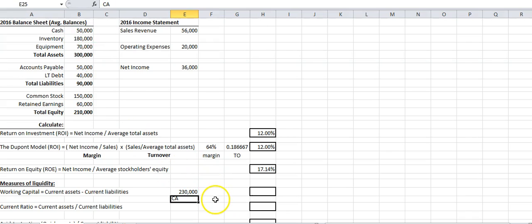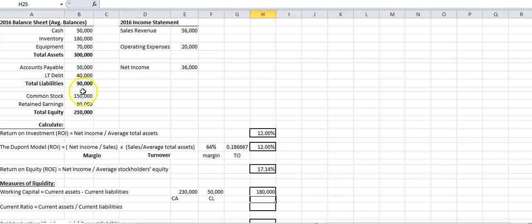Okay, and my current liability is CL. Current liabilities are the liabilities that are going to be used up within 1 year or the operating cycle, whichever is longer. In this case, accounts payable is the only one that qualifies as a current liability, right? So my working capital is current assets minus current liabilities, which is going to be 180. Okay, so my working capital is 180.